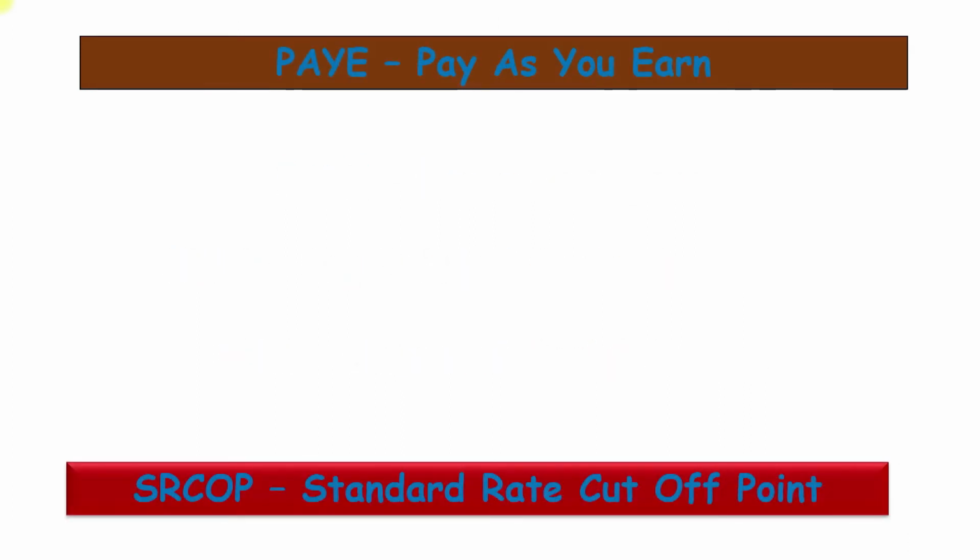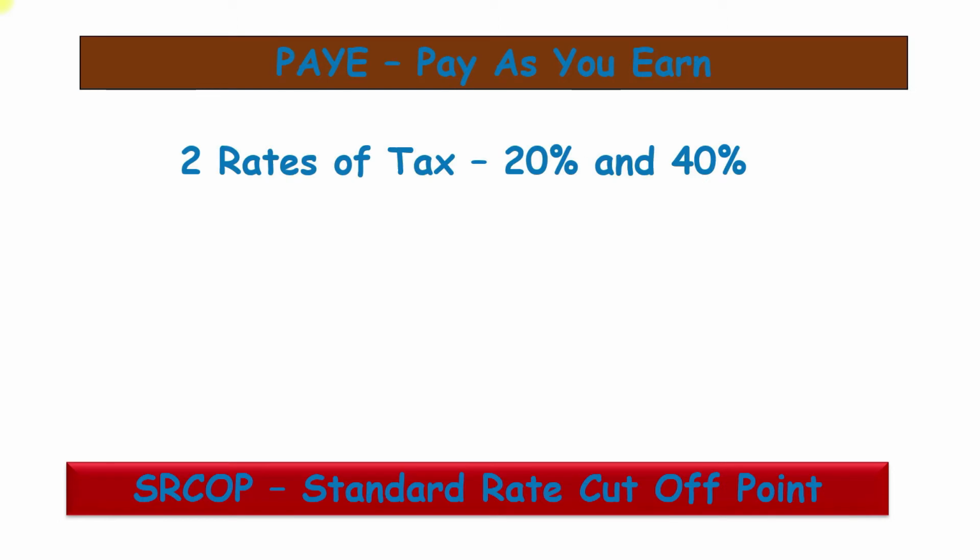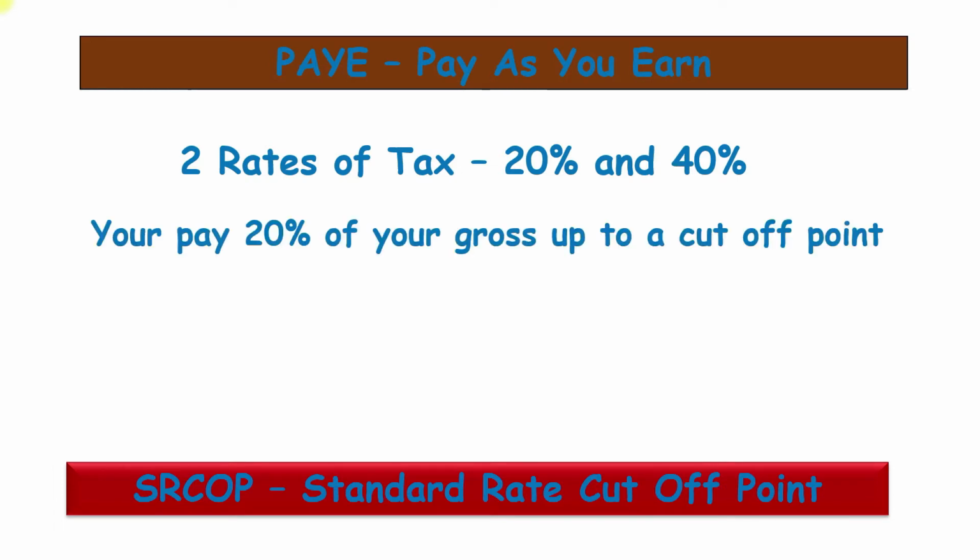In this section we will introduce the standard rate cutoff point, otherwise known as the SYOB. Currently there are 2 rates of PAYE, 20% and 40%. Each person is allocated a cutoff point by the revenue commissioners, and this dictates how much of your pay is at 20% and how much is at 40%.